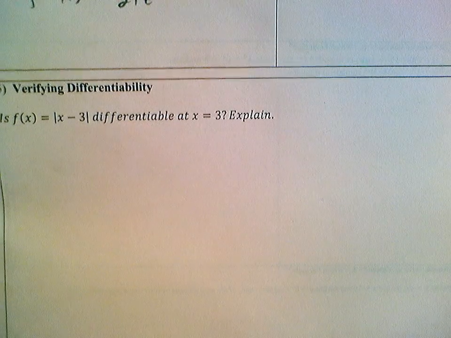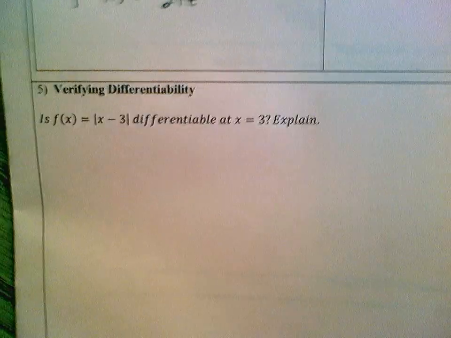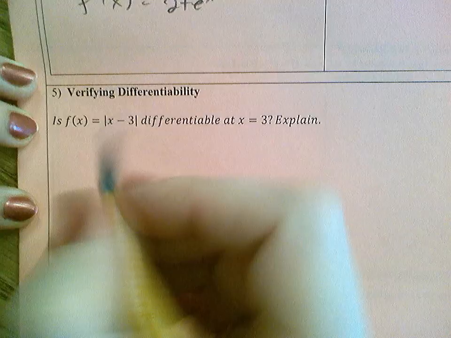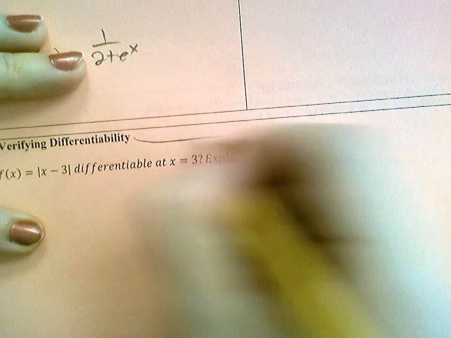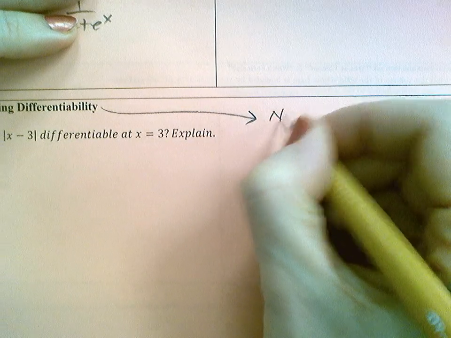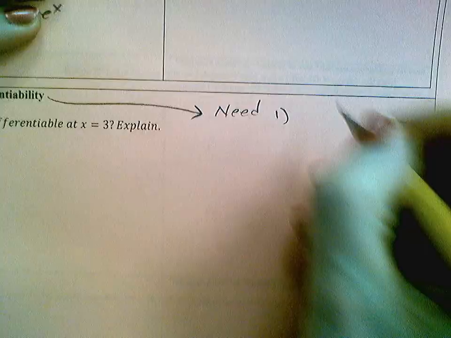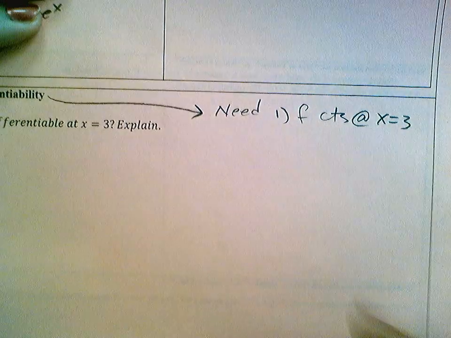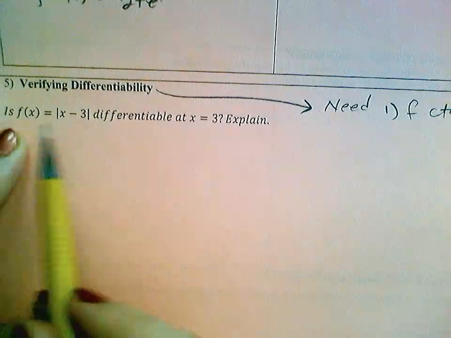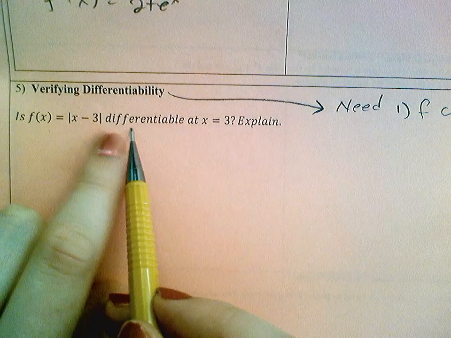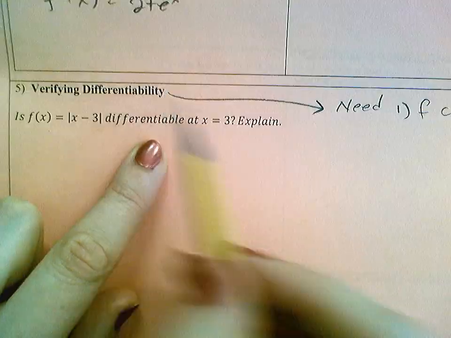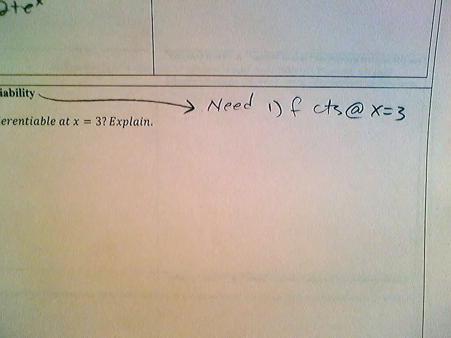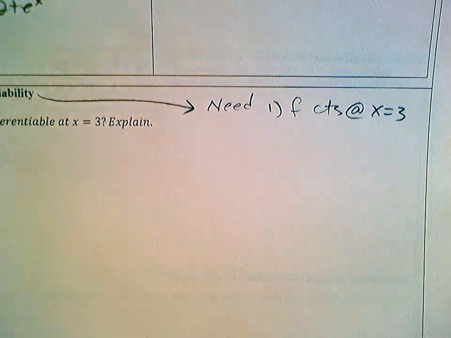Okay, now verifying differentiability. Okay. All right, so we need one, f is continuous. I didn't even read the problem yet. Okay, so is f of x, which is absolute value of x minus 3, differentiable at x equals 3? Explain. So we need to see two things. Number one, we need f to be continuous at x equals 3. If it's not continuous there, then we can stop. It can't be differentiable there.